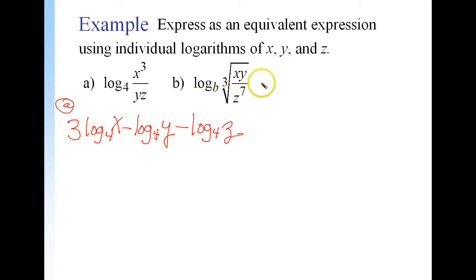All right, for this one, we have to fiddle with it a little bit first. Log base b. And then what is this? The third root of something. Well, we're going to write that third root of something as a 1/3 exponent. The third root of something is 1/3. This is from chapter 7. And then we get x, y, and we get z to the 7th.